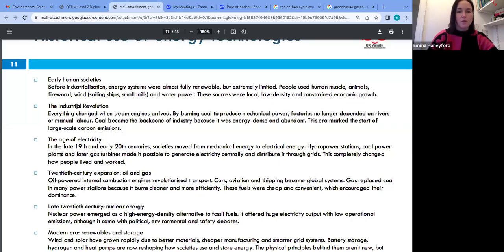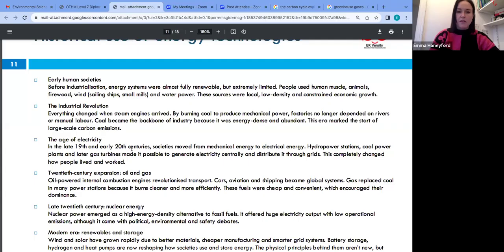So everything changed when steam engines arrived. By burning coal to produce mechanical power, factories no longer depended on rivers or manual labour. Coal became the backbone of industry because it was energy dense and abundant. As we've said before, this era marked the start of large-scale carbon emissions.